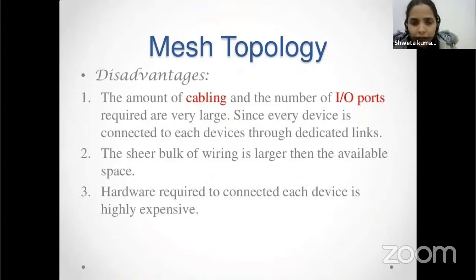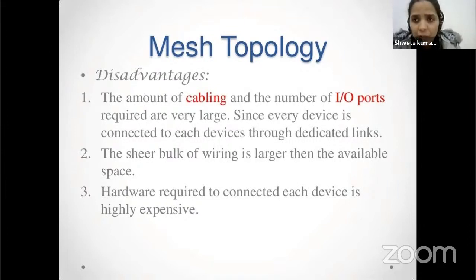What are the disadvantages of mesh topology? The amount of cabling and the number of input-output ports required are very large, since every device is connected to each device through a dedicated link. The sheer bulk of wiring is larger than the available space. This is also a disadvantage. Hardware required to connect each device is highly expensive.